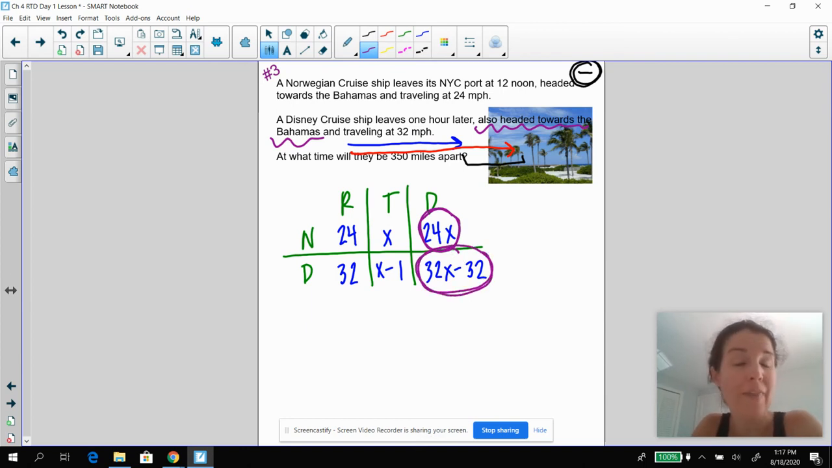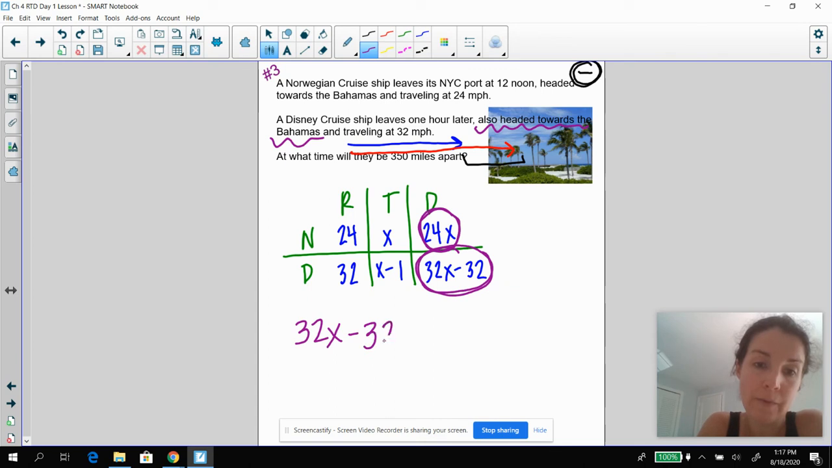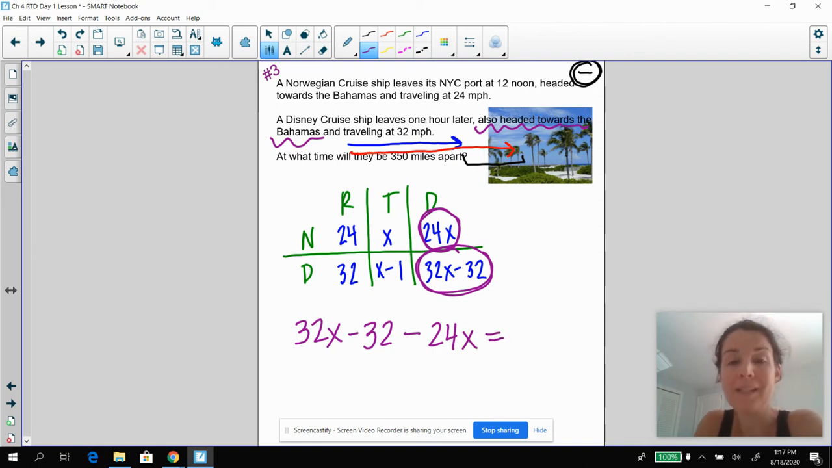If you're not sure how I got that, go ahead and look back earlier in the video. And then we're going to subtract them. So what you want to do when you subtract is you want to make sure that you are taking the faster one first. So we've got 32x minus 32. And then I'm going to subtract the Norwegian cruise line. And then I'm setting that equal to 350. Cool? Does that make sense?